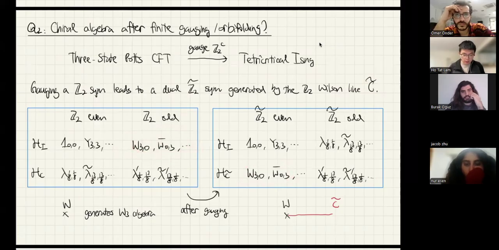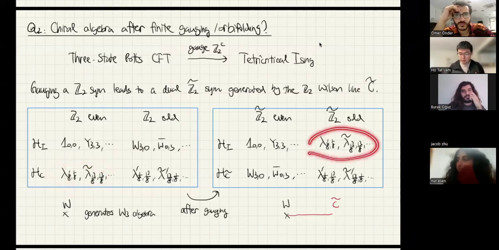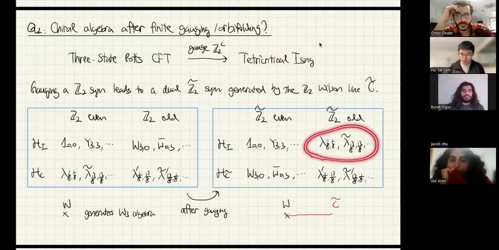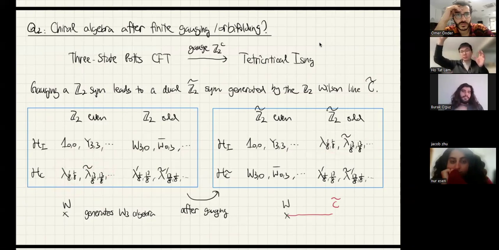On the other hand, operators that are living inside the twisted Hilbert space attached by C are actually liberated if they are charge neutral. They are liberated and become local operators. This is because after gauging, the topological line that is attached becomes transparent, right? Because it doesn't act on anything, it becomes transparent, and that's why they become local operators.